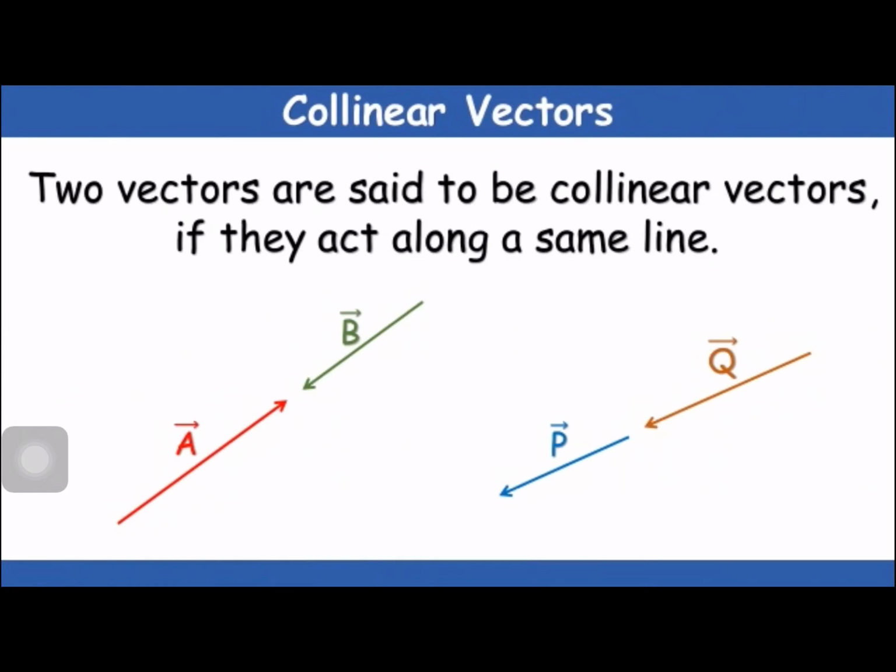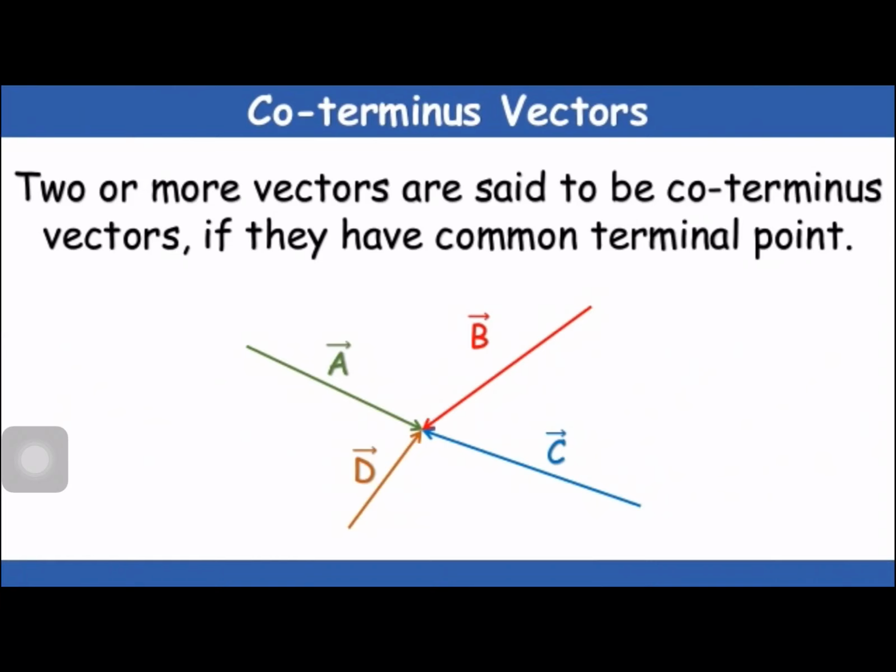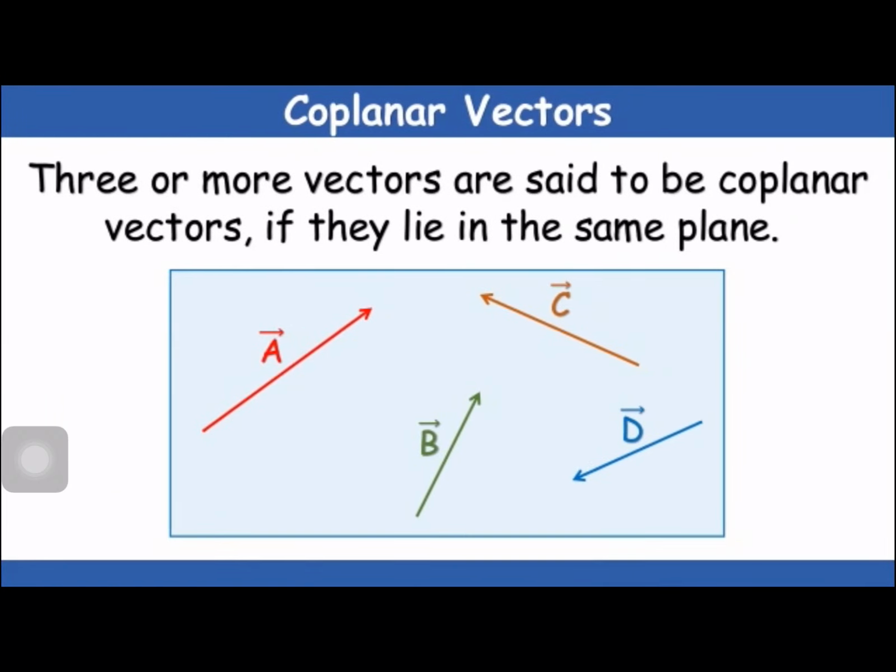Collinear vector: if the two vectors are in the same line, we say they are called collinear vectors. Co-initial vector: if more than two vectors have a common initial point, we say this type is called a co-initial vector. Suppose more than two vectors have a common terminal point, we say this is called a co-terminus vector. Coplanar vector: if the vectors lie in the same plane, we say coplanar vector.